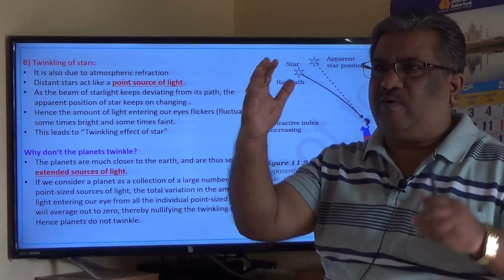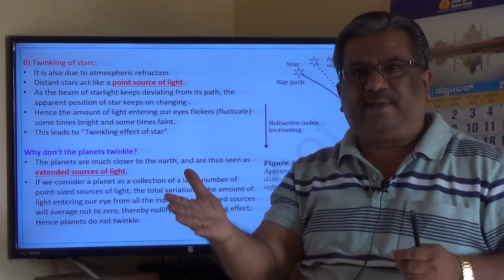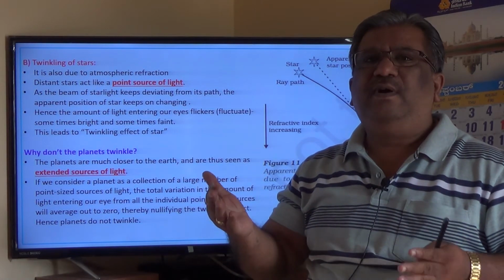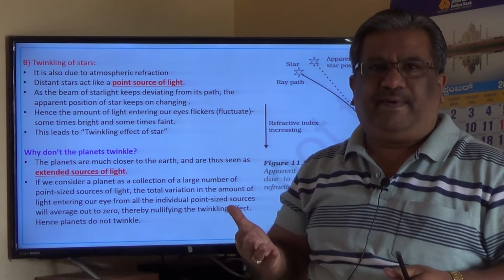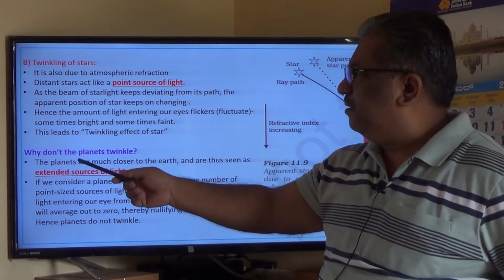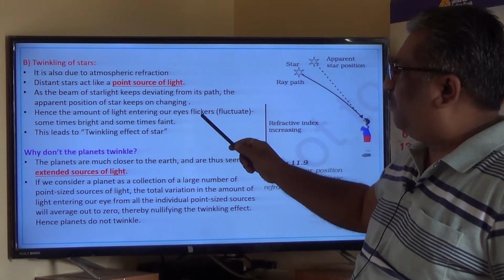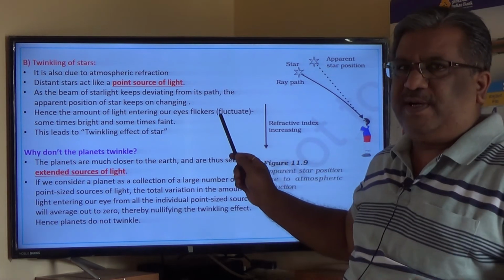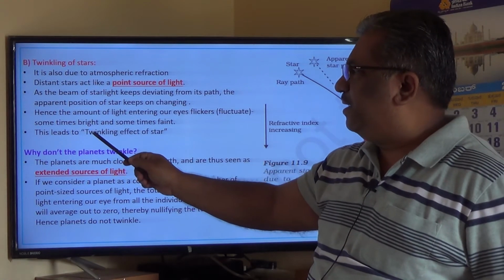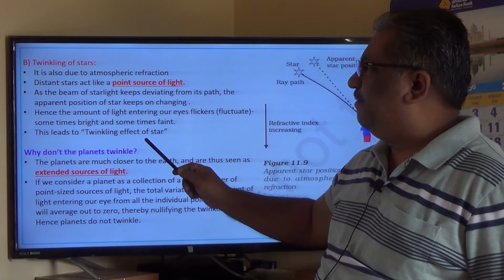When the quantity or the amount of light that enters into our eyes changes, that gives the twinkling effect, isn't it? And therefore, hence the amount of light entering our eyes flickers, means fluctuates or varies also, we can say. Sometimes very bright and sometimes faint, and this leads to the twinkling effect of star.